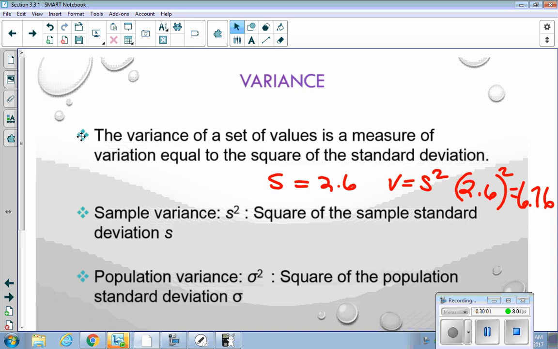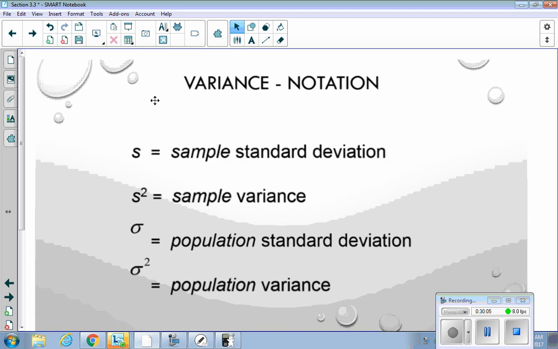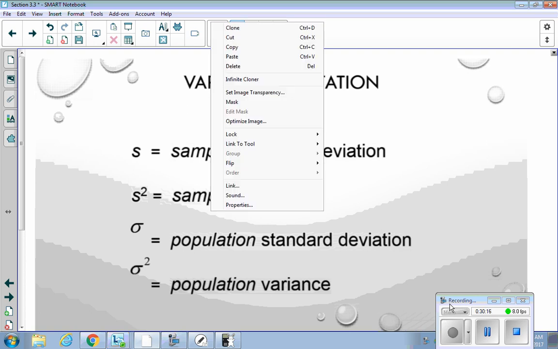And we'll use variance more often in the later part of the course. Just so that you know what the notation looks like, that will be the sample variance, and that would be the population variance.